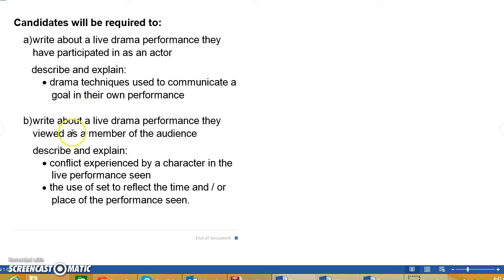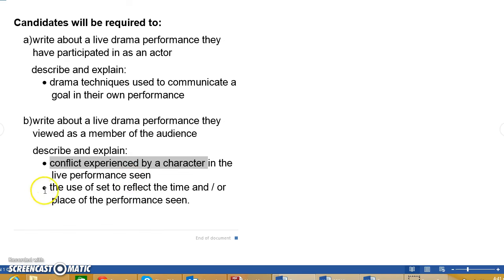The second thing they want you to do is write about a live drama performance that you have viewed as a member of the audience. Now, that would be either the physical theatre show that we saw earlier in the year, The Dust Pilgrim, or you could write about the performance that we saw the other evening, The Events. Once again, they ask you to describe and explain, but they want you to talk about two things: the conflict experienced by a character. So I would be talking about Claire and the conflict that she had personally, coming to terms with what had occurred.